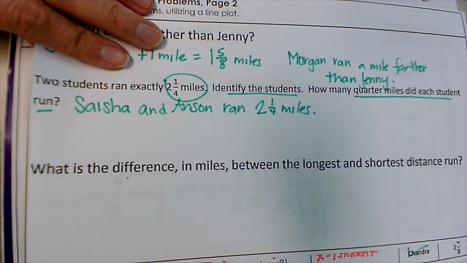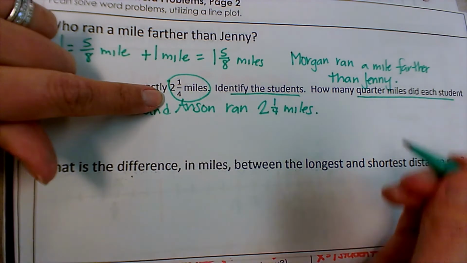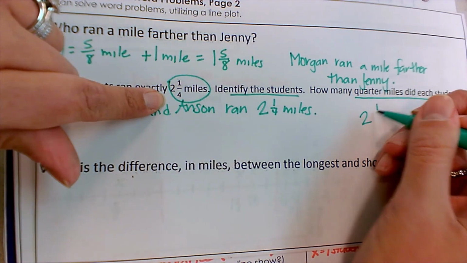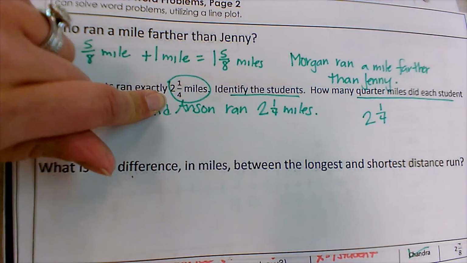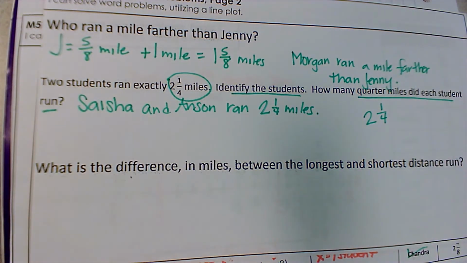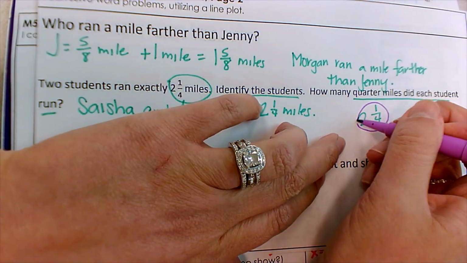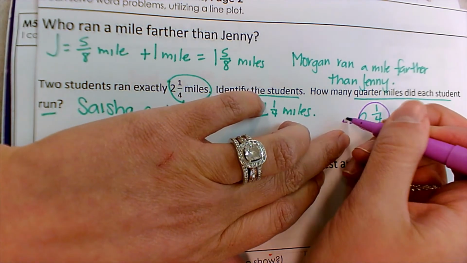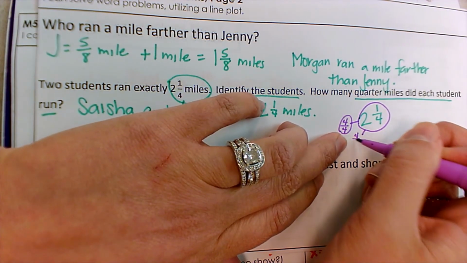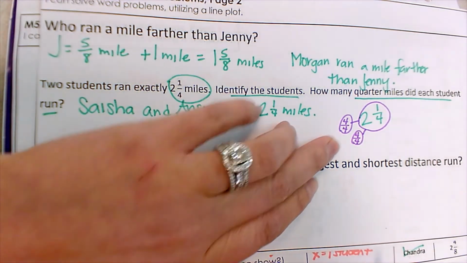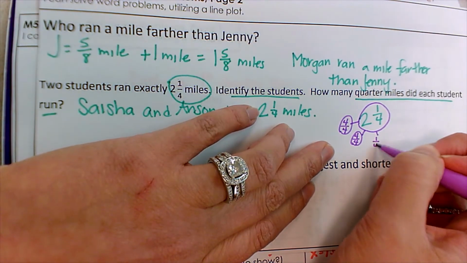Now it says, how many quarter miles did each student run? Well, I have it written as 2 1/4. And if I want to know how many quarter miles that is, quarter is 4, I'm going to pull those out just like I would in a number bond and see. Okay, 1 would be 4/4. 2 would be another 4/4. So there's my whole 2, and then I had my 1/4.